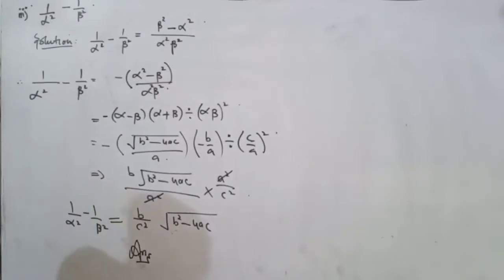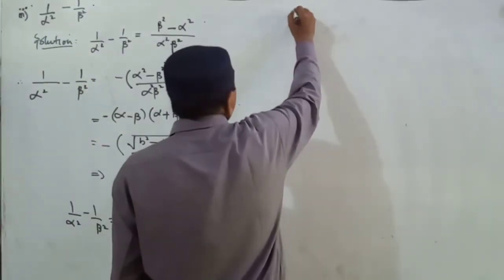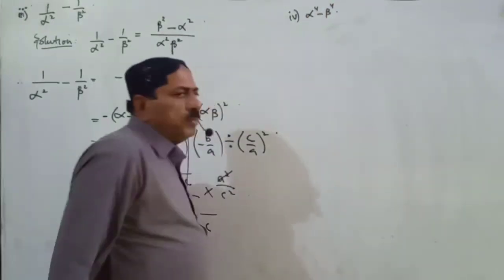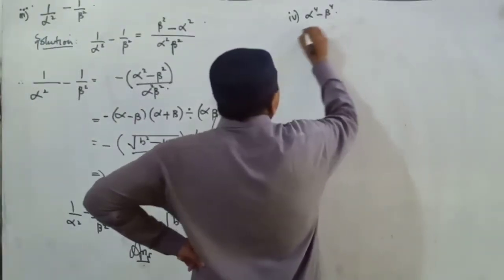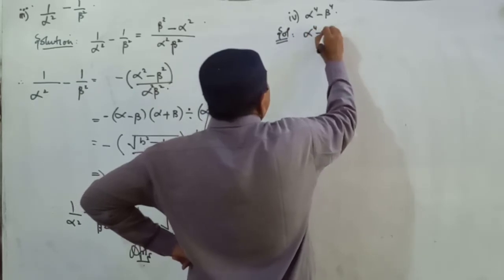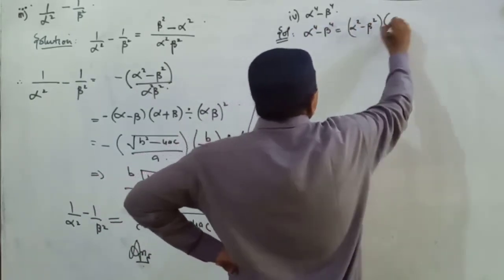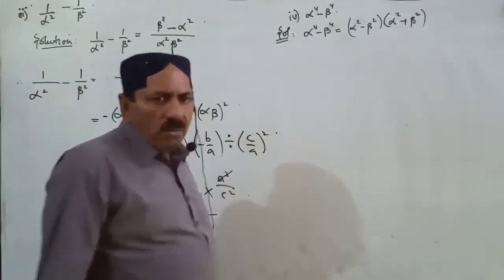This is the result of 1 upon alpha square minus 1 upon beta square. Okay, now number 4 is alpha 4 minus beta 4. Solution: alpha 4 minus beta 4 is equal to alpha square minus beta square and alpha square plus beta square, according to the difference of two squares.